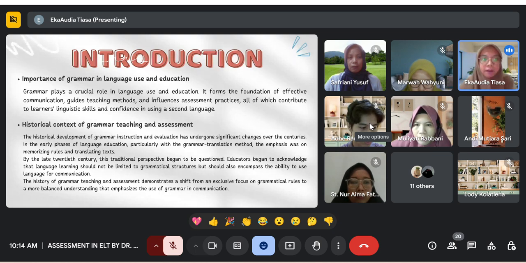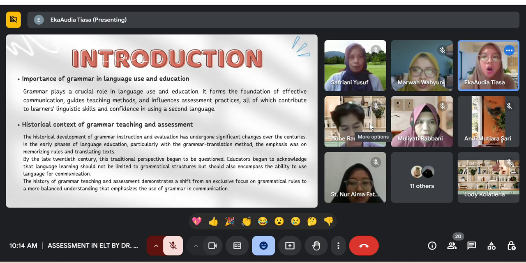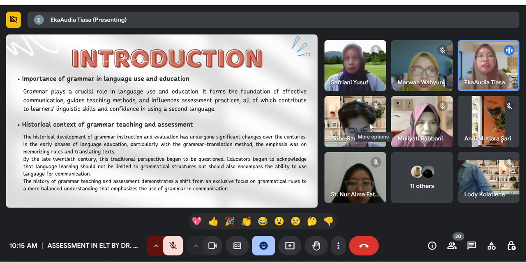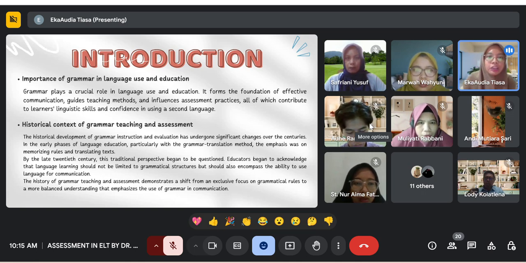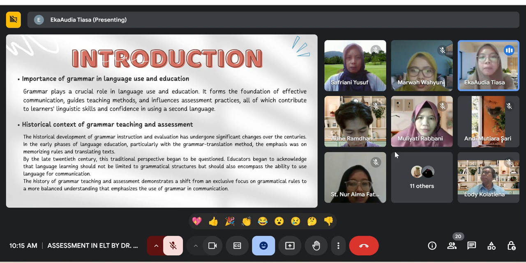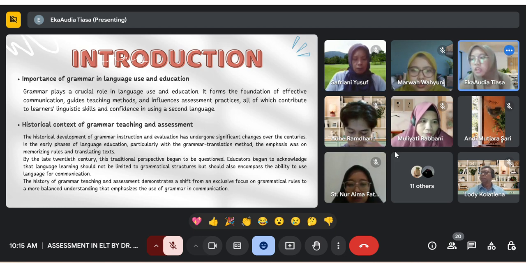So, grammar plays a crucial role in language use and education. It forms the foundation of effective communication, guides the teaching method, and influences assessment practices. All of it contributes to learners' linguistic skills and confidence in using a second language. The next topic is about the historical context of grammar teaching and assessment.